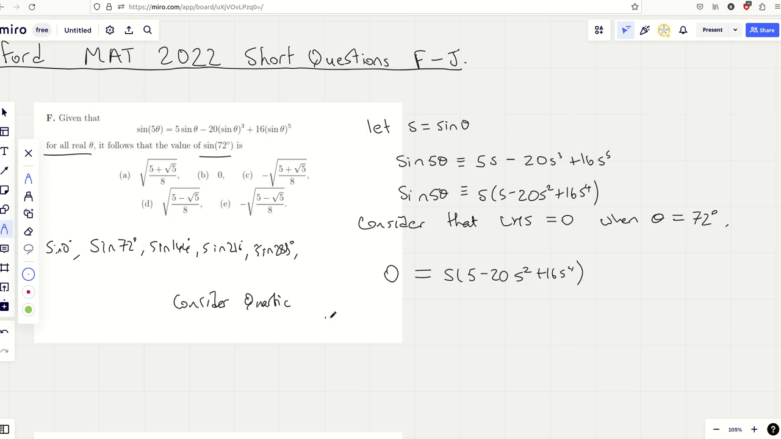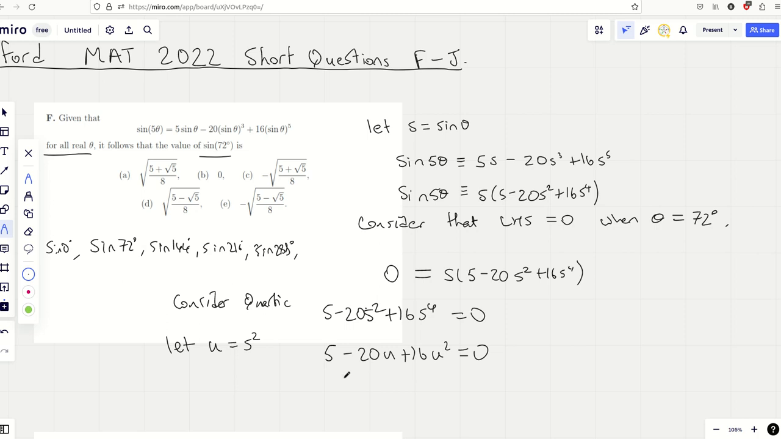You're going to be doing this a lot next year, or these kinds of questions, they pop up all the time. 5 minus 20s squared plus 16s to the 4 equals 0. And so probably wise to let u equal s squared here, just so we have a nice looking quadratic. Everybody prefers a quadratic, don't they? And then we can complete this. How did I finish this? I did it by completing the square, actually.